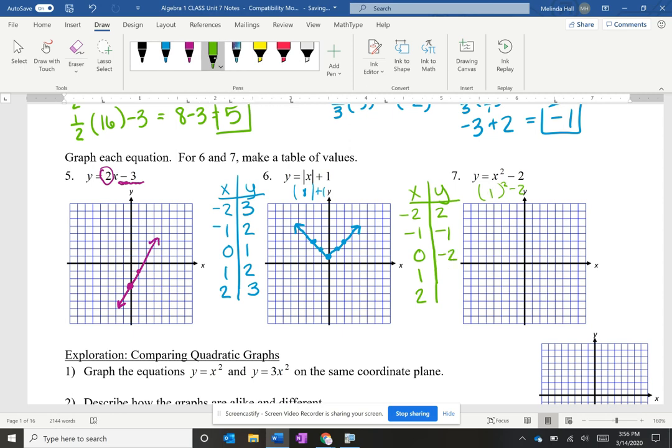Then when we plug in 1, we would have 1 squared, which is 1, minus 2, which is -1. And then when we plug in 2, 2 squared is 4, minus 2 is +2. So again, we're just going to plot those points.